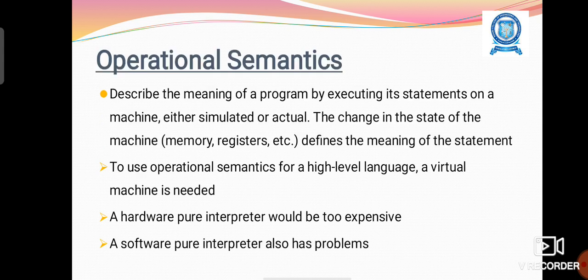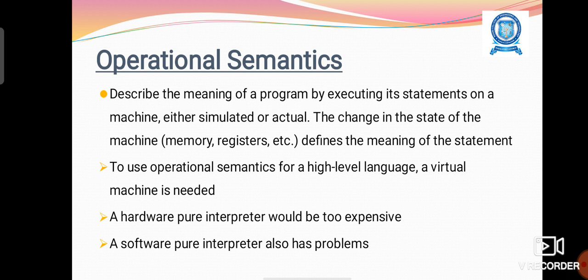There are three types of semantics: operational semantics, denotational semantics, axiomatic semantics. Operational semantics describes the meaning of a program by executing its statements on a machine, either simulated or actual. The change in the state of the machine defines the meaning of the statement.